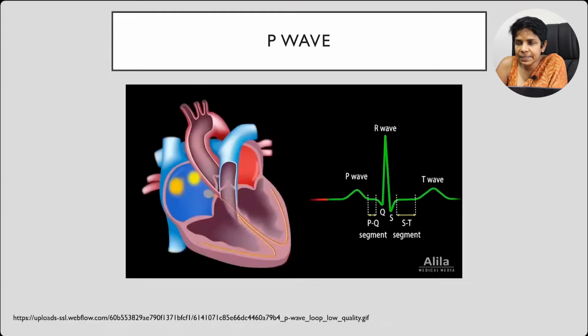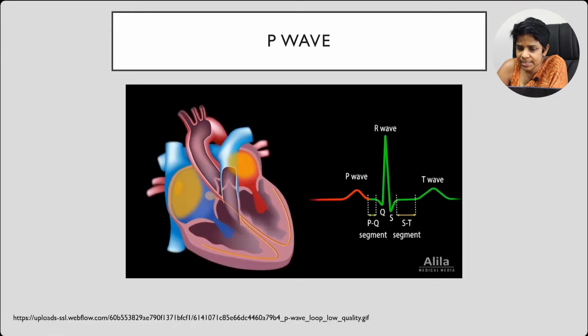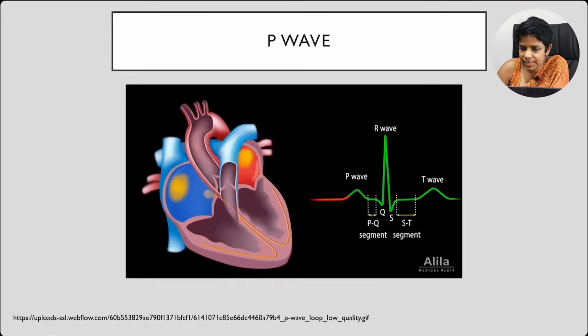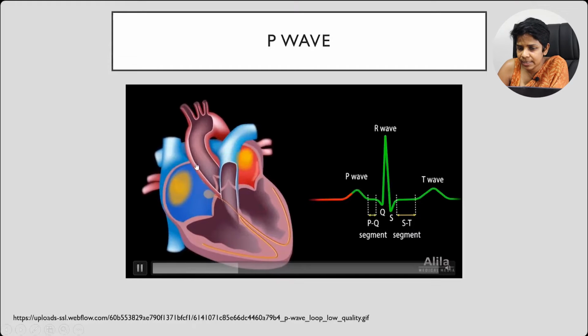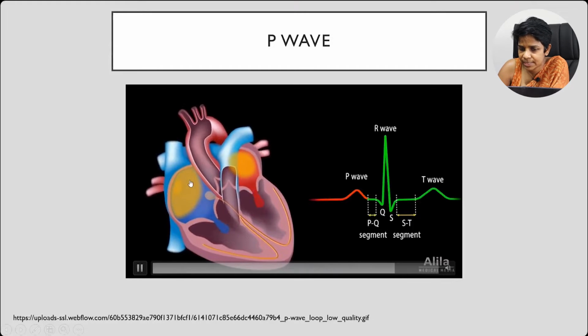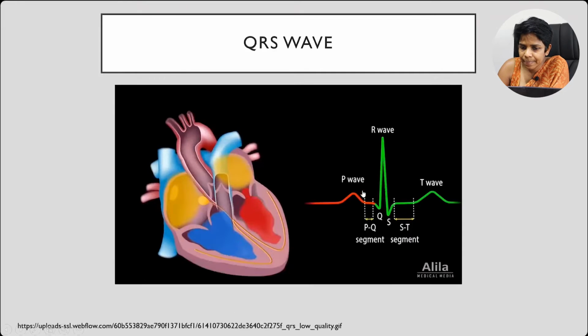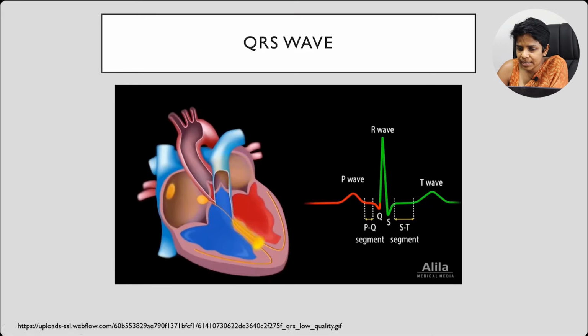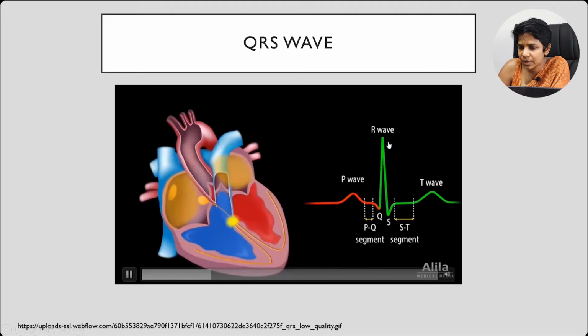Each of these waveforms denotes the electrical activity of the heart. For example, the P wave occurs due to the depolarization of the atria. You can see the sinus node starts giving electrical activity, and then the electrical activity spreads through the atria, and it is detected as a P wave. And then through the AV node, it goes into the ventricles, and depolarization activity of the ventricle is denoted as the QRS complex.